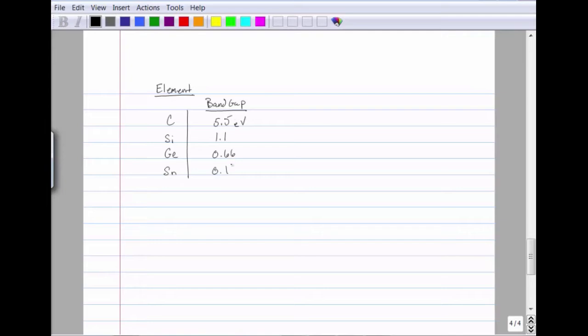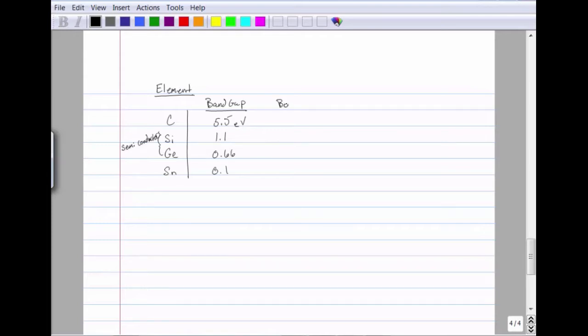So you can see that the difference between a carbon band gap and a tin band gap is big. Carbon is a complete insulator and tin is a conductor. The two in between here, silicon and germanium, are semiconductors.